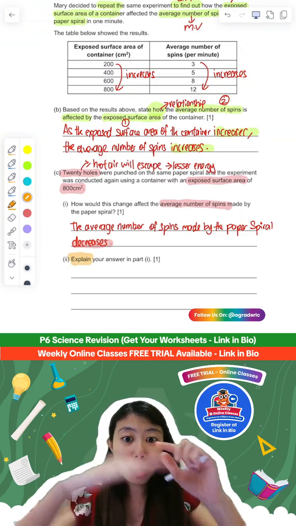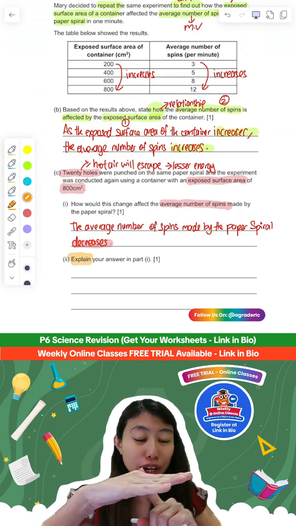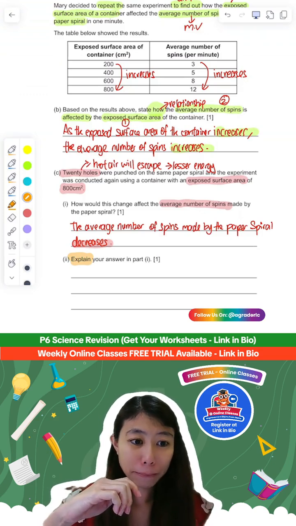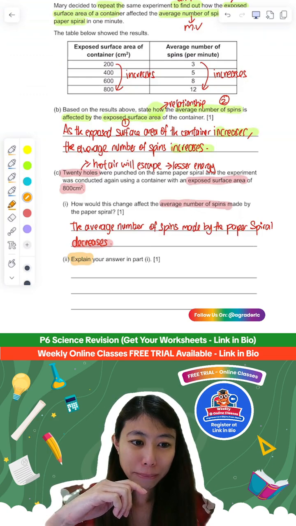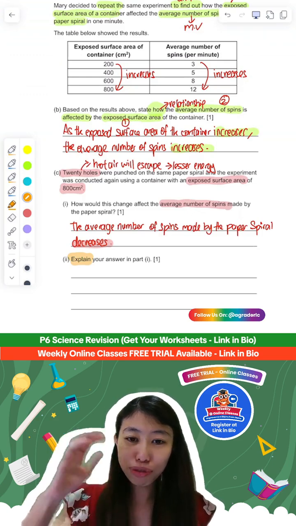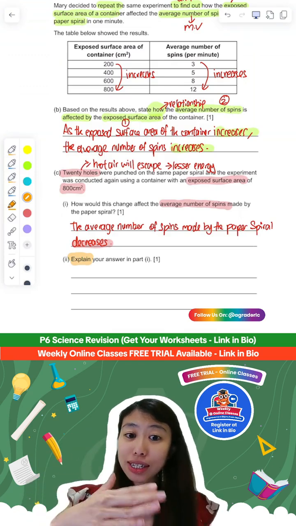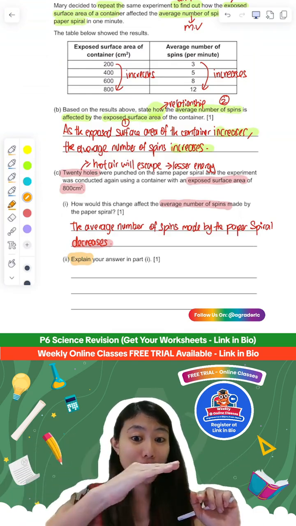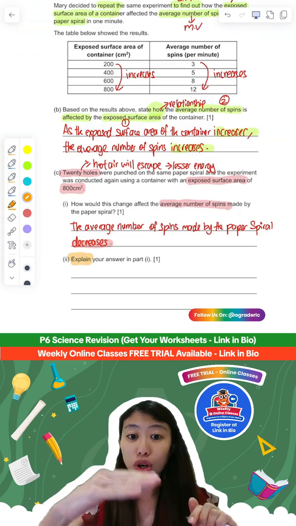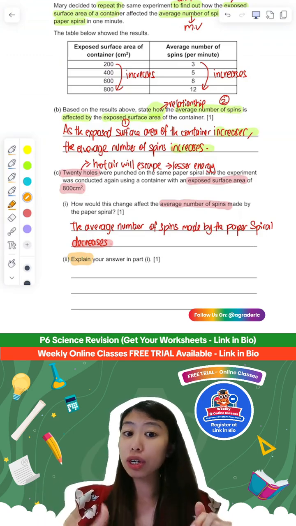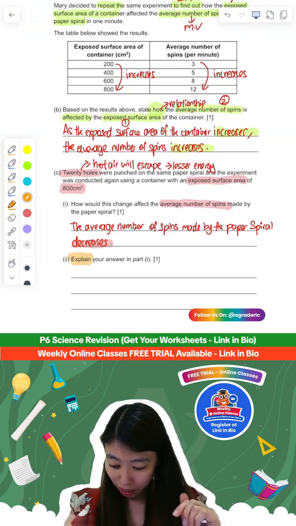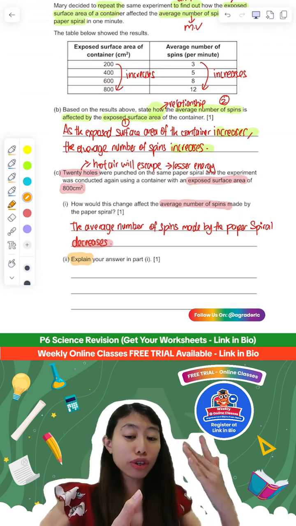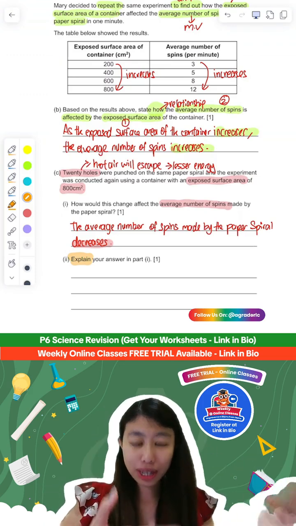When there are holes, what happens to the exposed surface area of the spiral in contact with the hot air? Any idea? If you put holes, is there more or lesser surface area? Very good, Jerome. The spiral has lesser surface area in contact with the air. Lesser exposed surface area in contact with the hot air. So what happens is that there'll be lesser kinetic energy of the hot air being converted to kinetic energy of the paper spiral. Okay, can you understand?